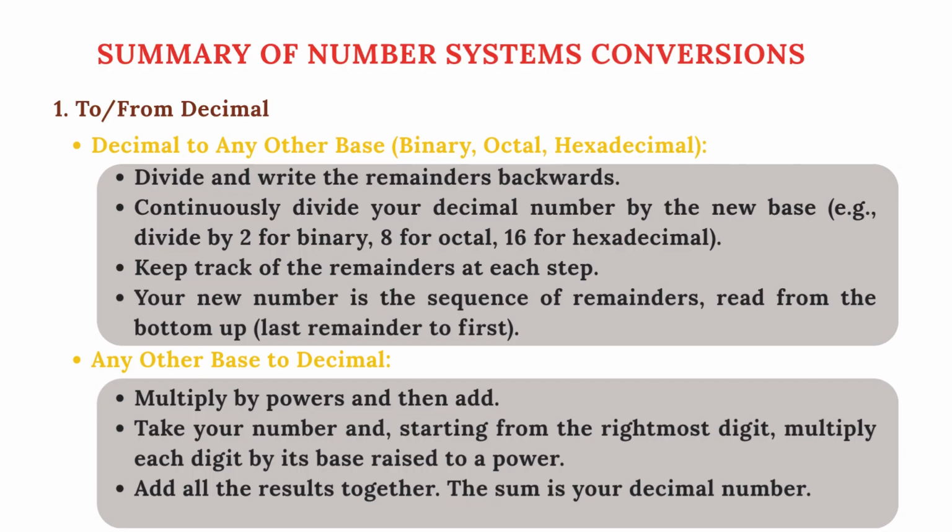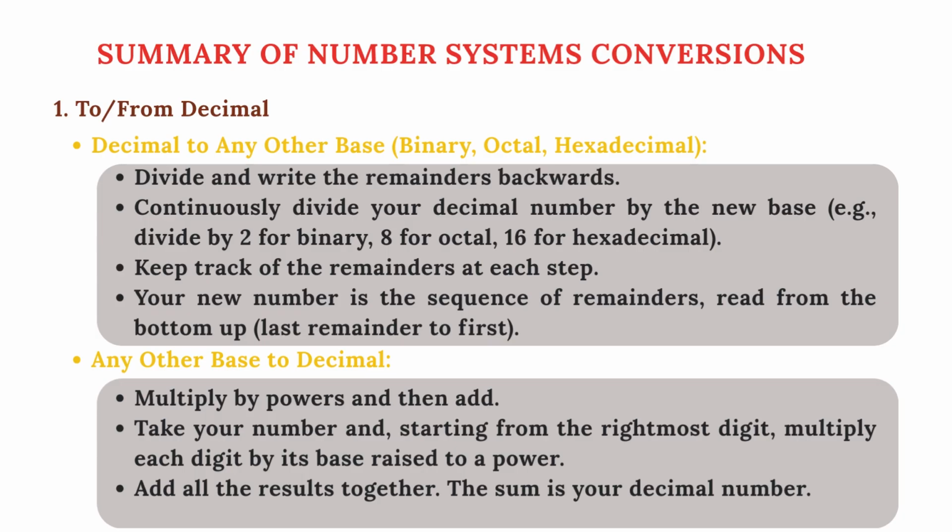The summary of number system conversion is: first we take decimal to any other base like binary, octal and hexadecimal. We need to divide and write the remainders backward. Continuously divide your decimal number by the new base. For example, divide by 2 for binary, 8 for octal, 16 for hexadecimal, and keep track of the remainders at each step. Your new number is the sequence of the remainders, read from the last remainder to the first.